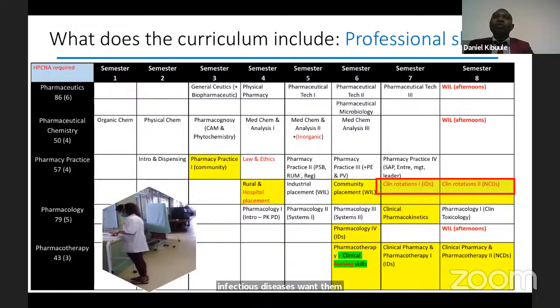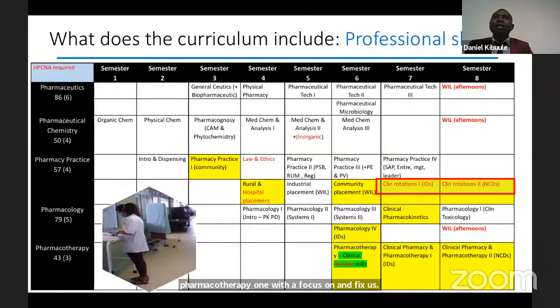Then what we have also done is that we want to align the clinical rotations with the theoretical teaching of pharmacotherapy and clinical pharmacy. So for example, in a particular semester 7, when the students are rotating in the infectious diseases rotation, they will be undertaking a module on clinical pharmacy and pharmacotherapy 1 with a focus on infectious diseases.